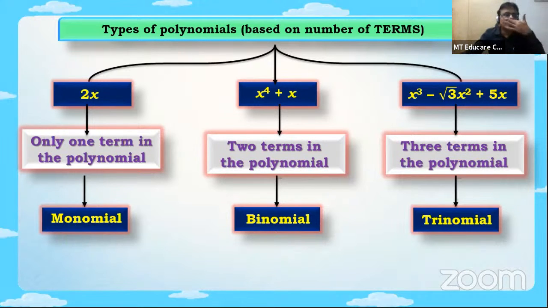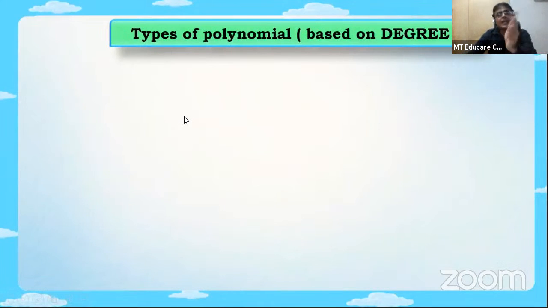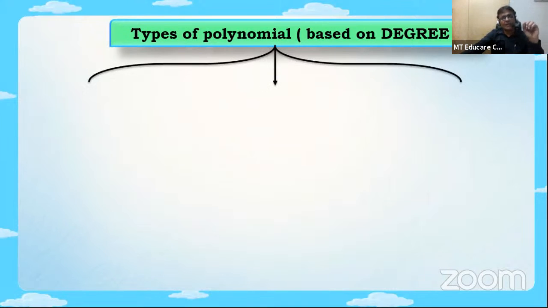No need to copy this chart. This is just to understand. Now this second category is important for us: type of the polynomial based on degrees. Very important. What is degree? The highest power. The highest power is called your degree.